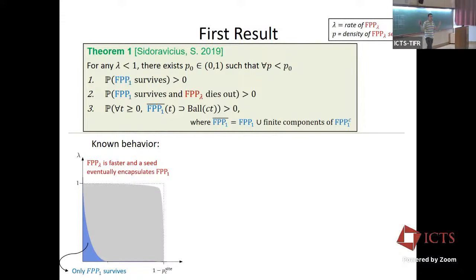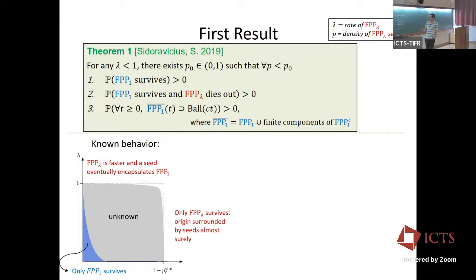So this is easy to show. It follows from known results of sparse percolation. If you are interested, I can tell you later offline. Another trivial case, as we already saw, is to the right of 1 minus pc site: FP lambda is the only one to survive. And that leaves this region that's unknown, inside this rectangle.